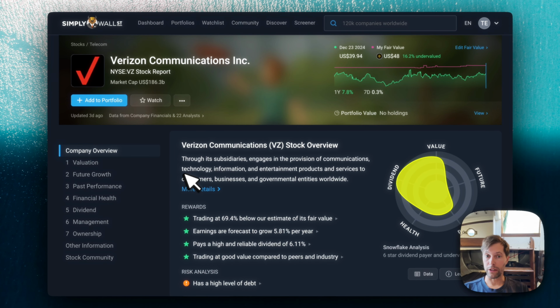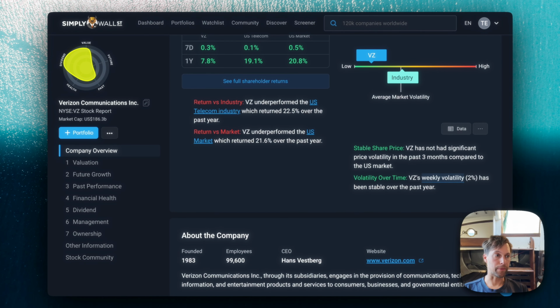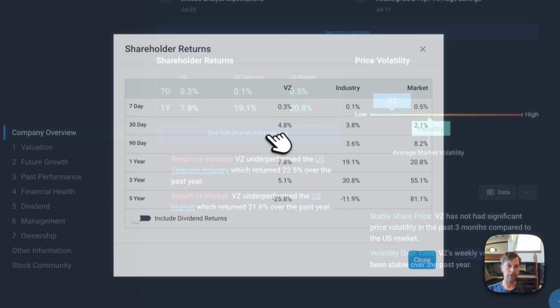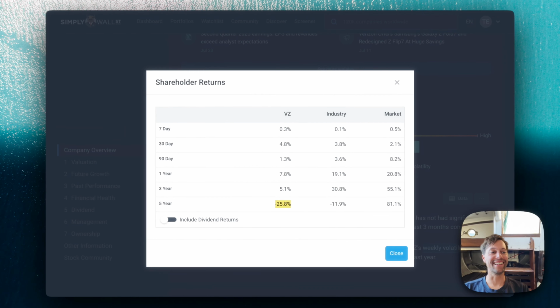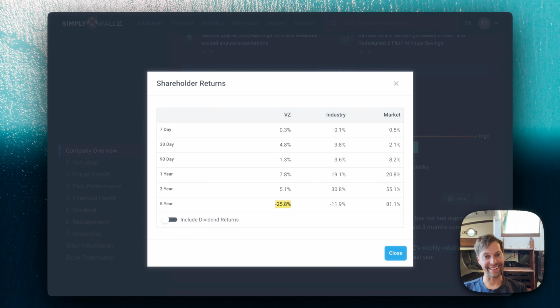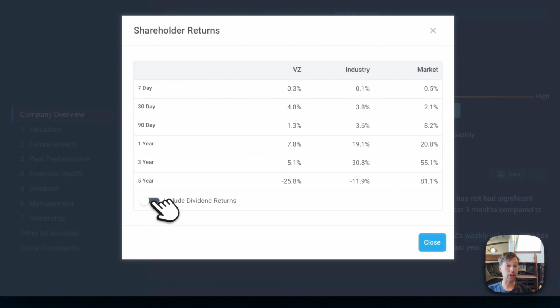So I'm going to check those same things quickly. The first place I'm going to go is just below the share price chart. I'm just going to look at the shareholder returns. How has this company performed in the last few years? And oof. So you can see here, Verizon. If you thought AT&T was bad, this is a lot worse, right? So shareholders are actually down 25% in the last 5 years. That's not great. Again, same market. So the market's the same. Let's include dividend returns and let's see how that compares.